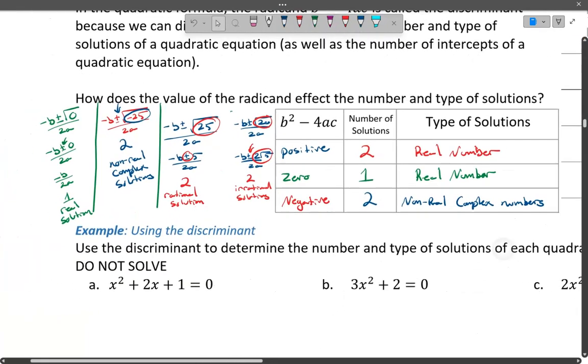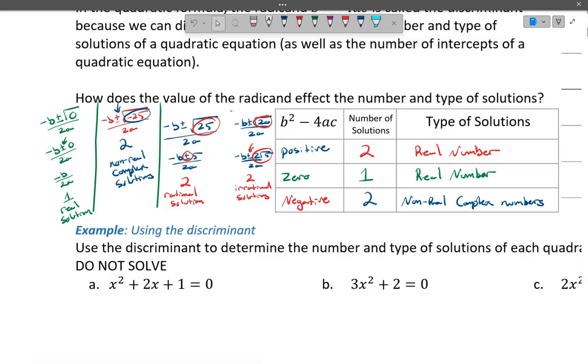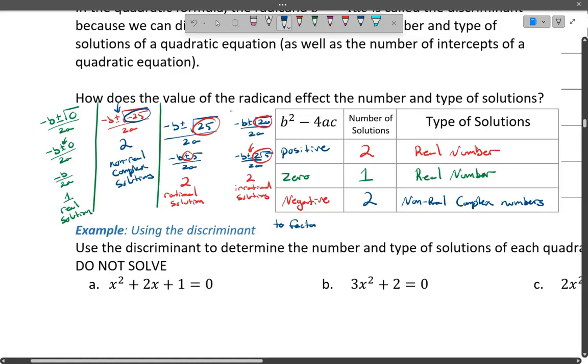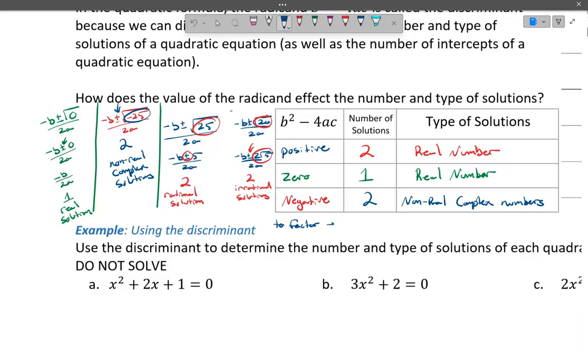Now, side note, the discriminant is also a really useful way for us to determine whether or not we can factor. So by considering this problem and the types of solutions we get, in order to factor, our solutions have to be rational. In order to factor, the solutions must be rational. So let's consider in what cases our solutions will be rational, and then we can factor.